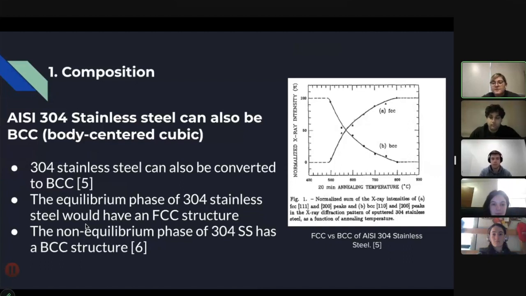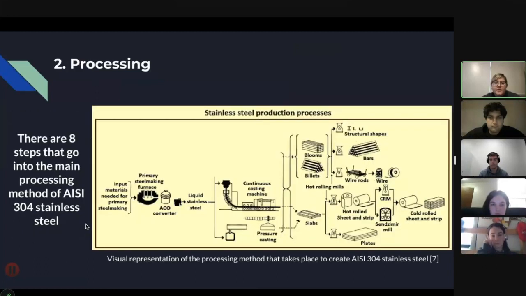304 stainless steel can also be converted to body-centered cubic by a magnetron sputtering method, which was found in the study Magnetic Properties of Metastable 304 Stainless Steel with BCC Structure. The researchers were able to convert 304 stainless steel to BCC and back to FCC by changing the temperature. The equilibrium phase of 304 stainless steel would have an FCC structure, as 300 series stainless steel is typically austenite, which attributes to its equilibrium phase structure, and a non-equilibrium phase of 304 stainless steel has a BCC structure.